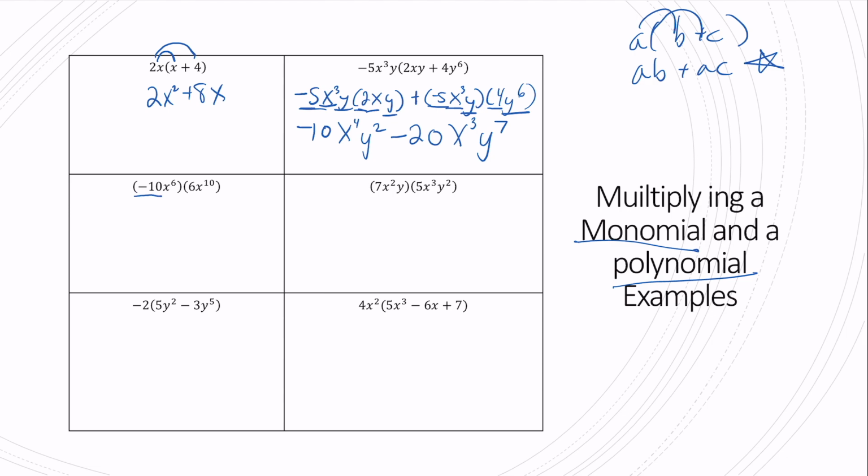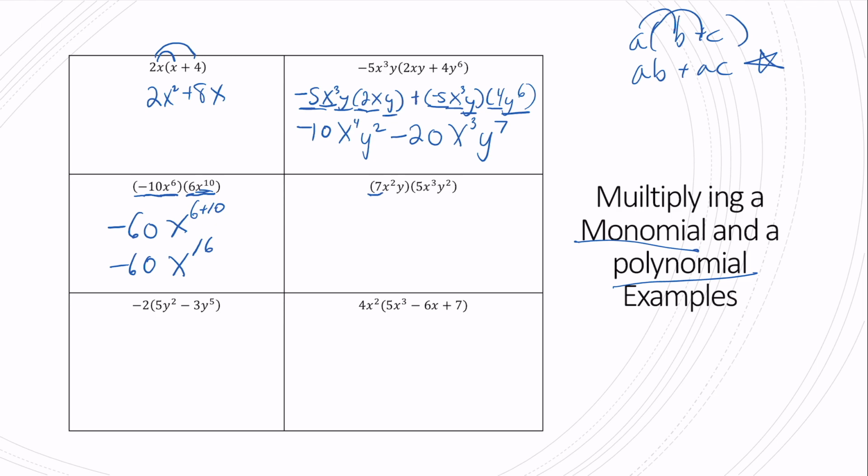In example 3, I have negative 10x to the sixth times 6x to the 10th. Negative 10 and 6 gives me negative 60. X to the sixth times x to the 10th gives me x to the sixth plus 10. That's our exponent rule. So negative 60x to the 16th.